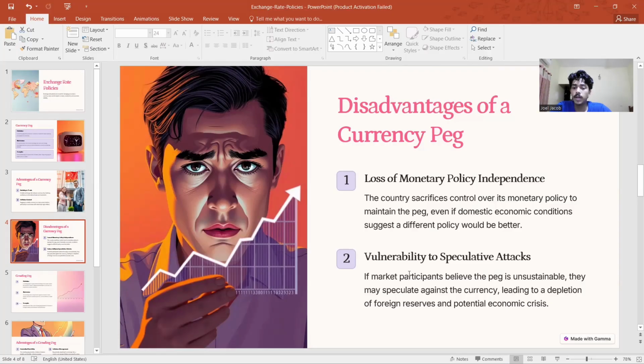If market participants believe the peg is unsustainable, they may speculate against the currency, leading to a depletion of foreign reserves and potential economic crisis. So there can be speculation such that our home currency is going to fall in exchange to the pegged matched currency. So this can be against the currency that you are actually staying in.